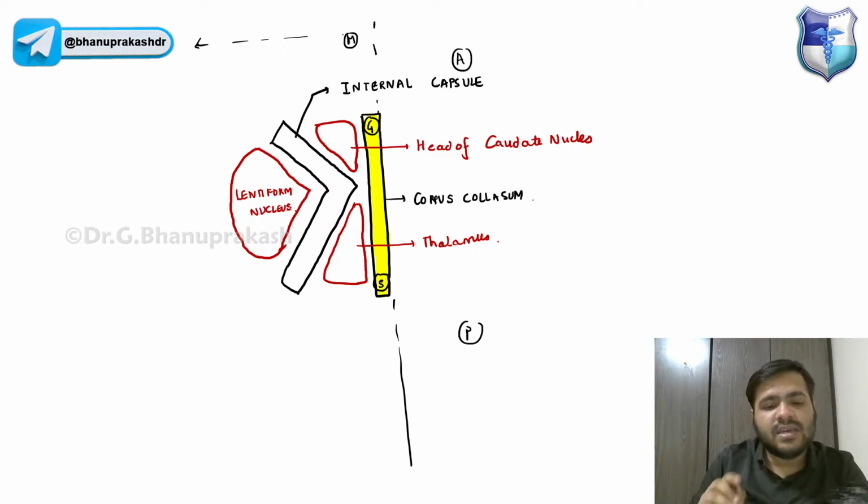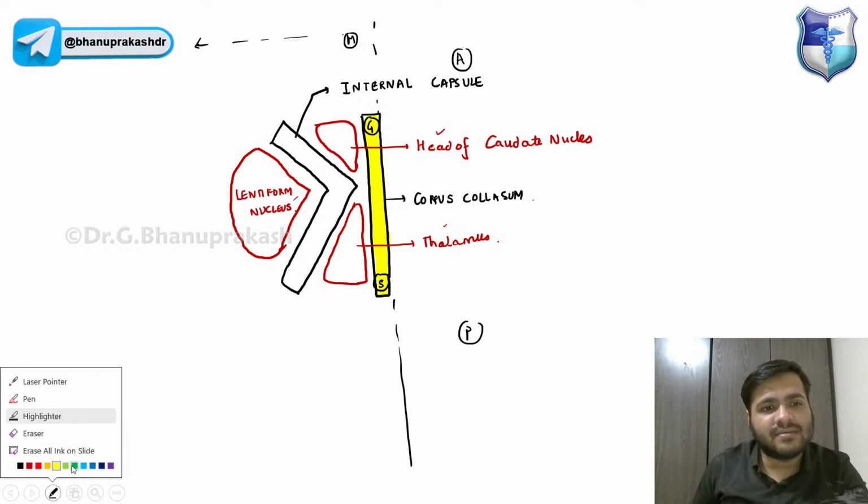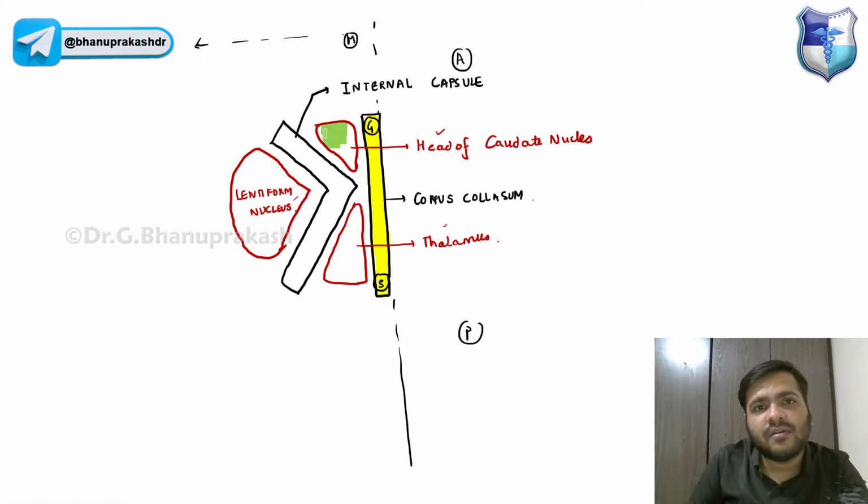Now, these all three things, the head of the caudate nucleus, the thalamus, and the lentiform nucleus, these all are gray matter things, guys. Let me just highlight for you people. So this is the head of the caudate nucleus. We have the thalamus. We have this lentiform nucleus. So this is nothing but the gray matter which is present in the section, guys.